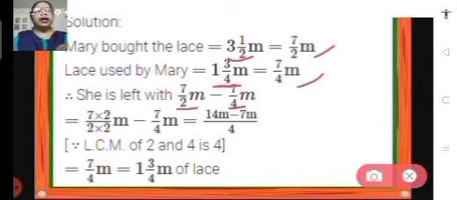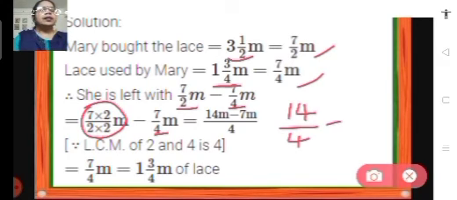So here we multiply this fraction 7/2 by 2, because the LCM of 2 and 4 will be 4, and here we already have 4 as the denominator, so no need to multiply this fraction. So what do we get? We get 14/4 minus 7/4, isn't it? So we take the common denominator 4 and subtract the numerators 14 minus 7, isn't it?